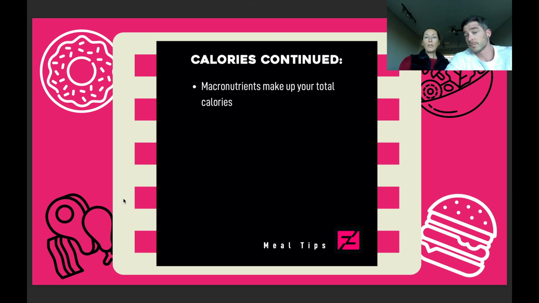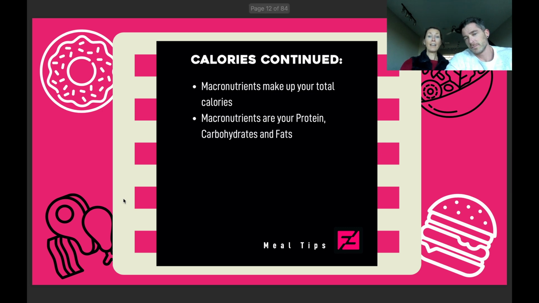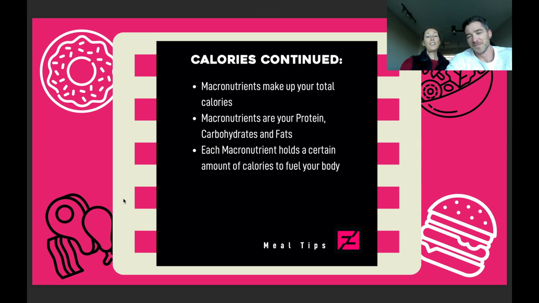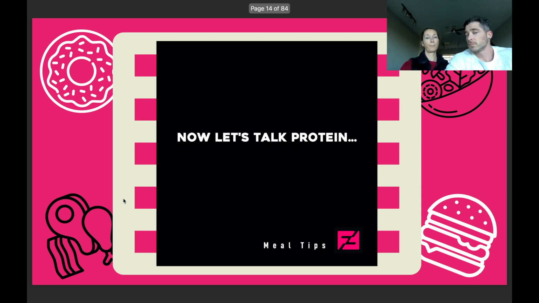Macronutrients is exactly what makes up your total amount of calories. So those are the ones where people say, if it fits your macros, I count my macros. Macronutrients make up your total calories. They are your protein, your carbohydrates, and your fats, or carbs, as people like to call them as well. Each macronutrient actually holds a certain amount of calories to fuel your body. So that's how they make up your total calories.